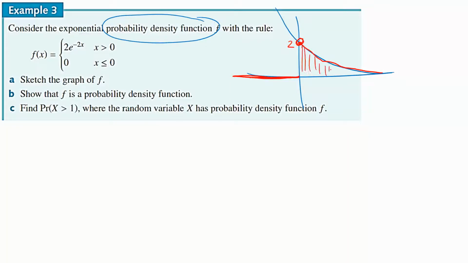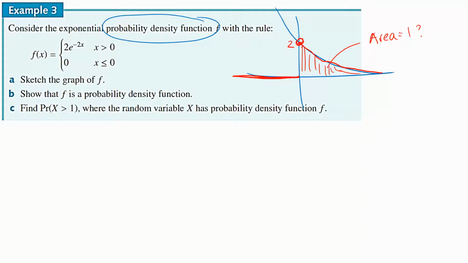We need to find out, does the area under the curve equal 1? That's what I want to know. Because if it does, this curve, this hybrid function, models a probability situation. Otherwise, it doesn't, and then you can't find the probability. Yeah? So, how do you prove it?